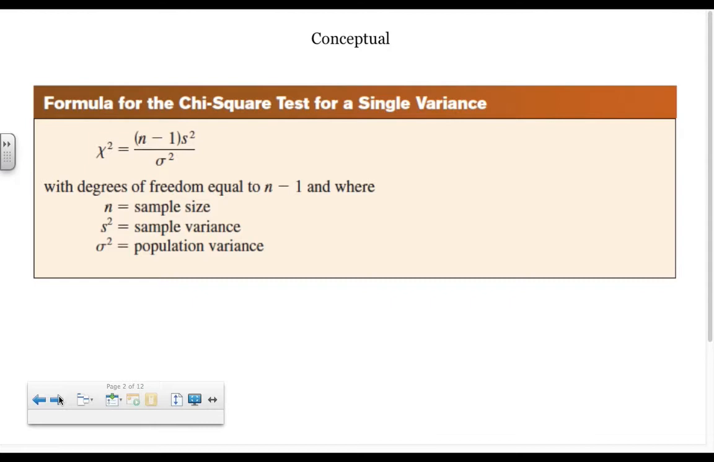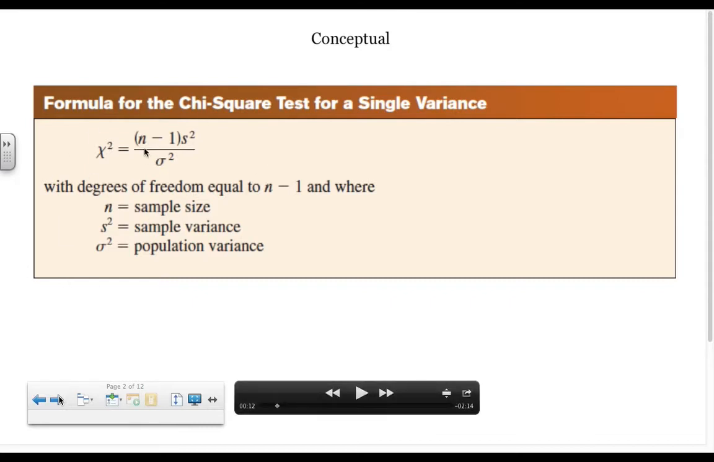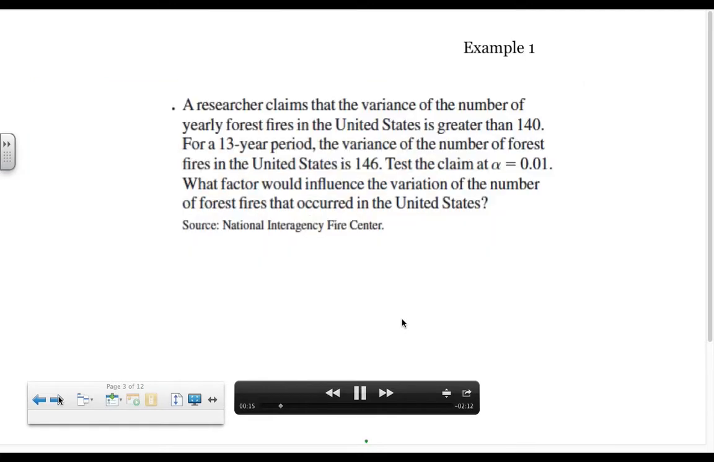All right. So anyway, chi-squared, the formula is basic. It's n minus 1 times sample standard deviation squared over the population standard deviation squared. N minus 1 is your degrees of freedom. It's sample size minus 1. So let's look at an example. This is going to be a short video.